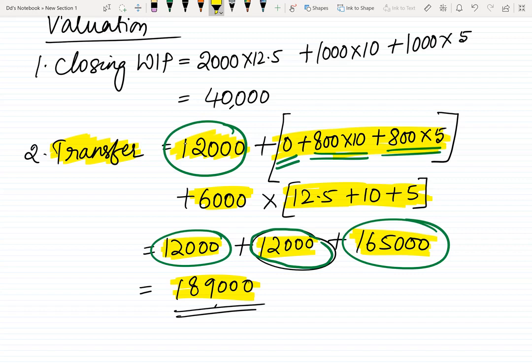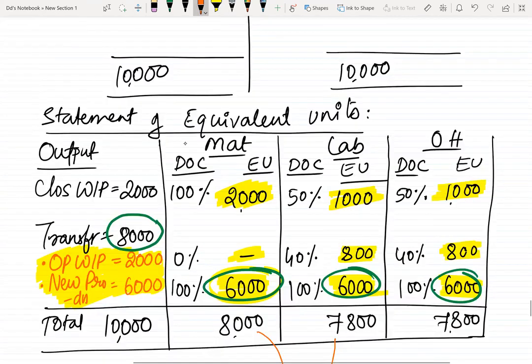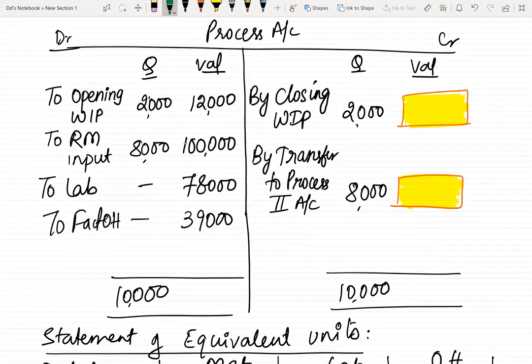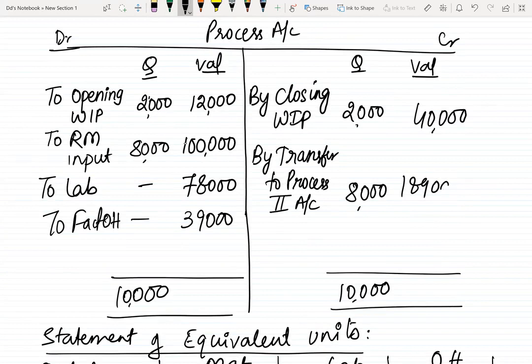Yes, copy these numbers. One is here 40,000, another is here 1,89,000. Go up. Where are we? Yes, here. 40,000, 1,89,000. This will be 229,000. 229,000 debit side also please check once. 12 plus 100 plus 78 plus 39, 229. Yes, the account is tallying. That means our process account is correct.